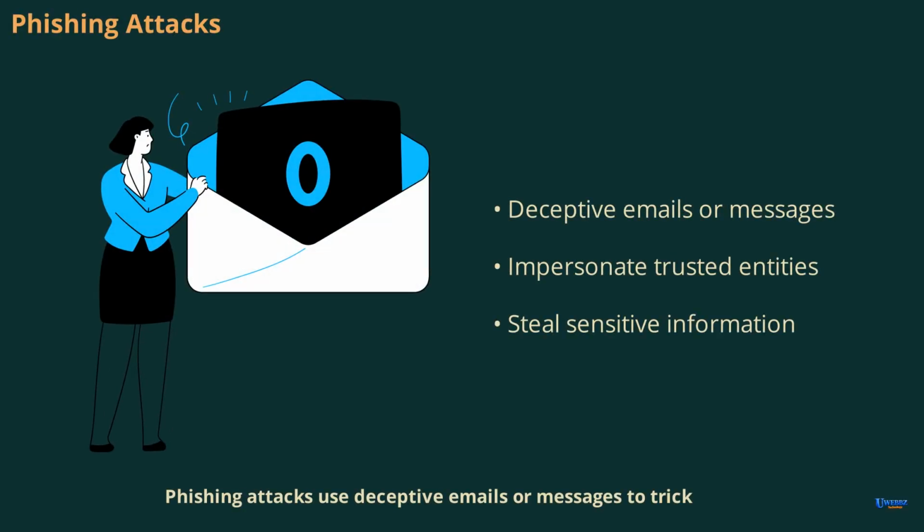Phishing attacks use deceptive emails or messages to trick recipients into revealing sensitive information or clicking on malicious links. Attackers often impersonate trusted entities, such as banks or employers. For example, in 2020, Twitter employees were targeted with convincing fake login pages, leading to the compromise of high-profile accounts. A typical phishing email might claim your account is locked and ask you to verify your details on a fake website designed to steal your credentials.